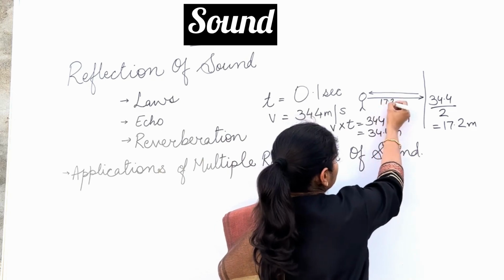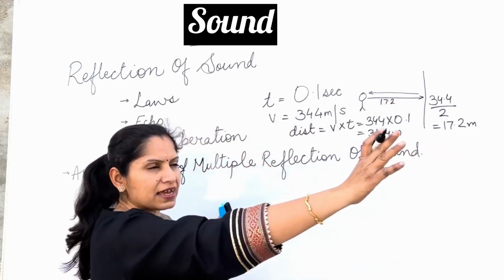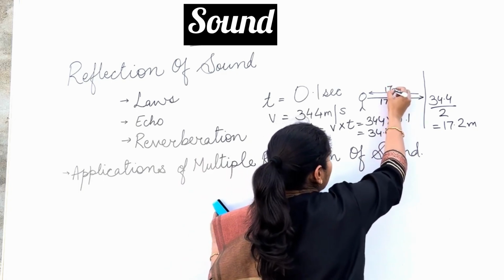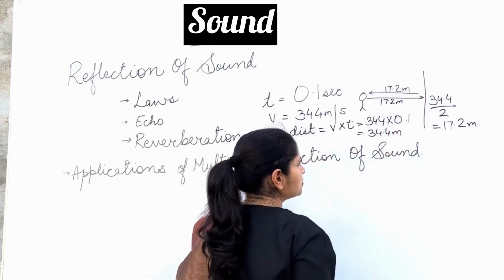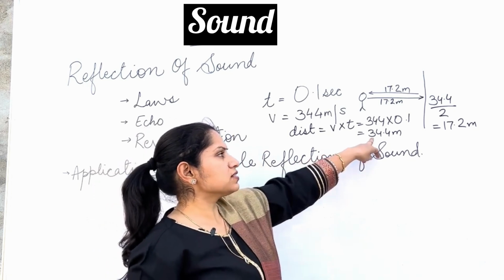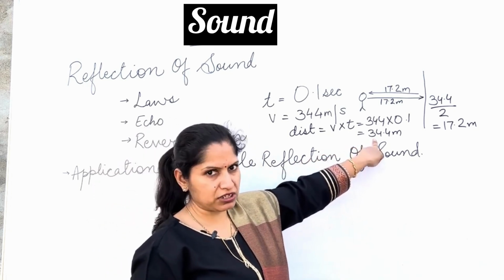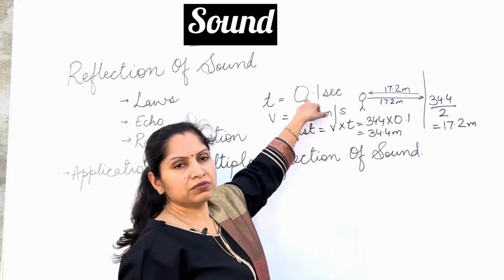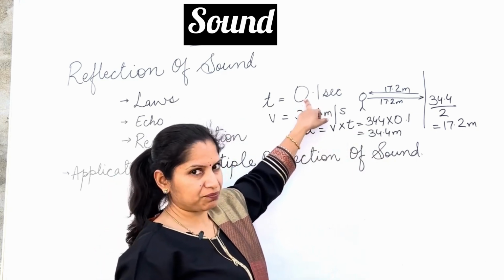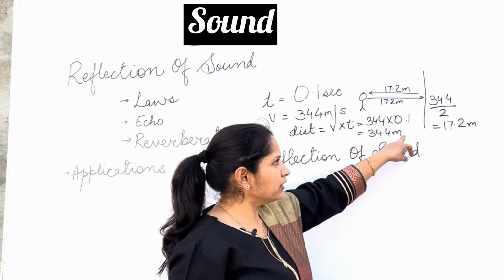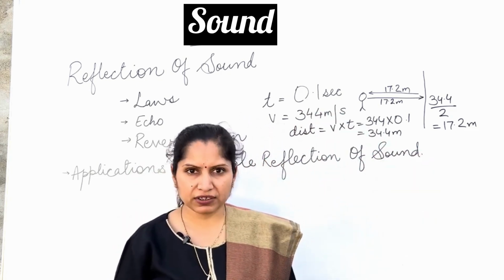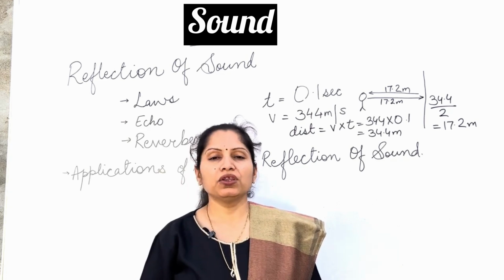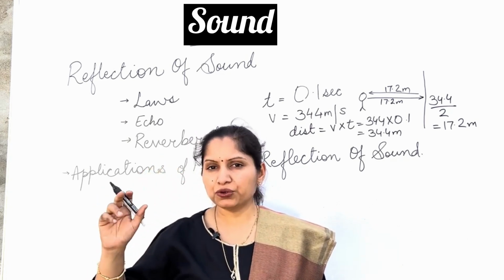Because the sound is going to travel towards that mountain for 17.2 meters and again come back for 17.2 meters. So it will take a total distance of 34.4 meters, and only then will it cover the time as 0.1 second. If the distance is more than this, then also you will be able to hear that echo, and if the distance is less than this, you will not be able to hear that echo properly.